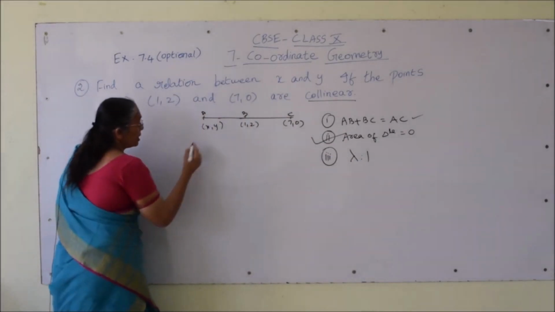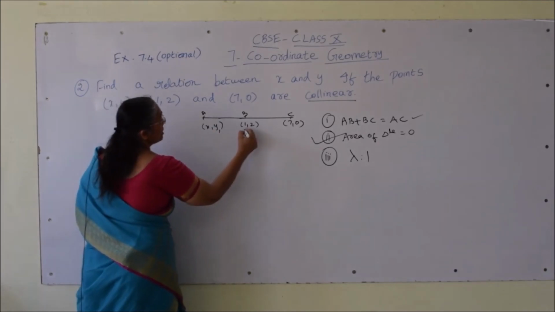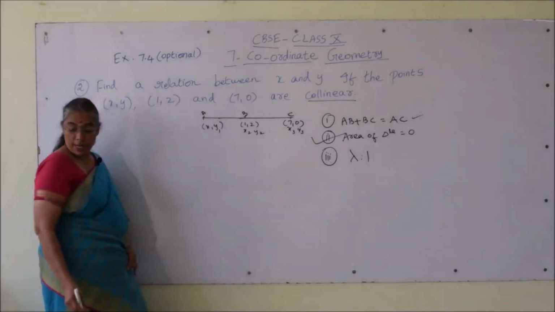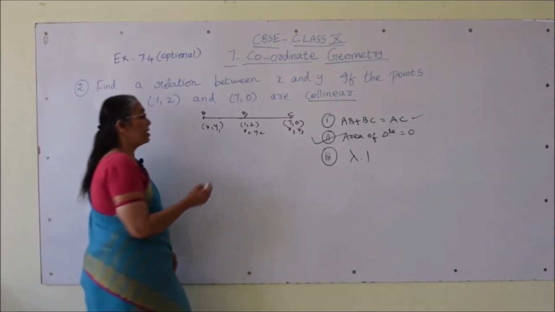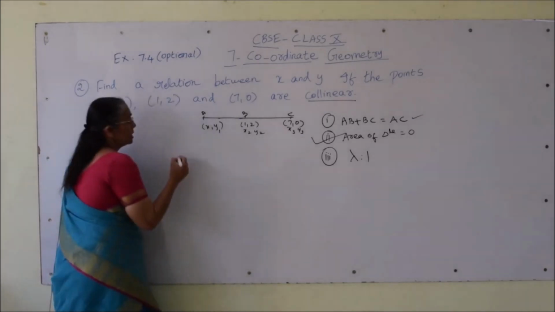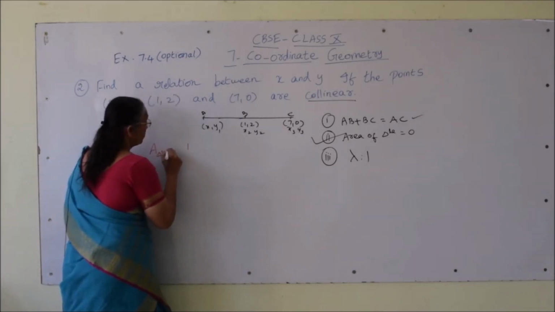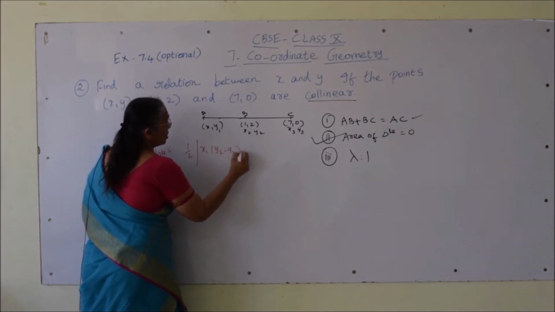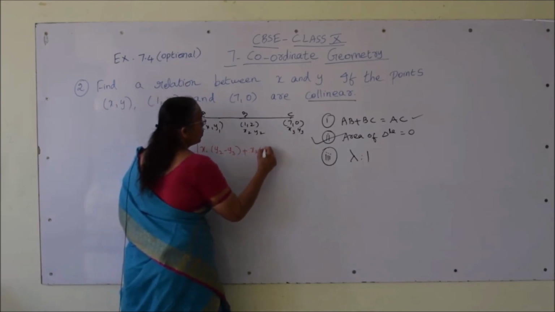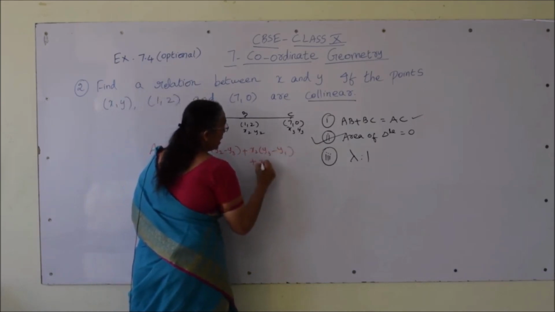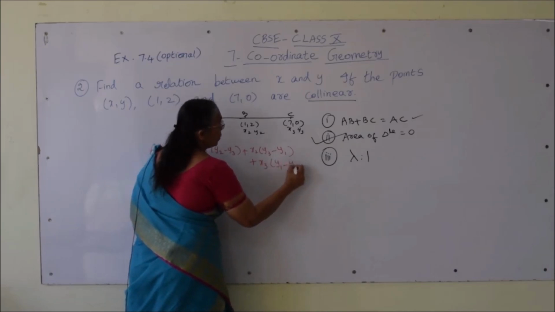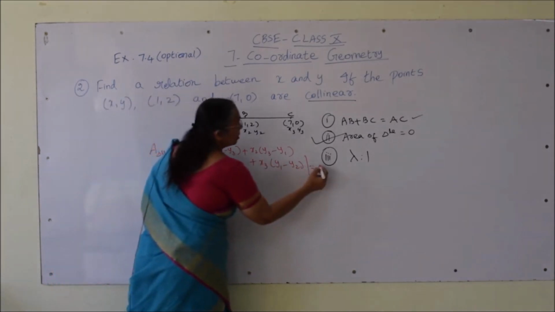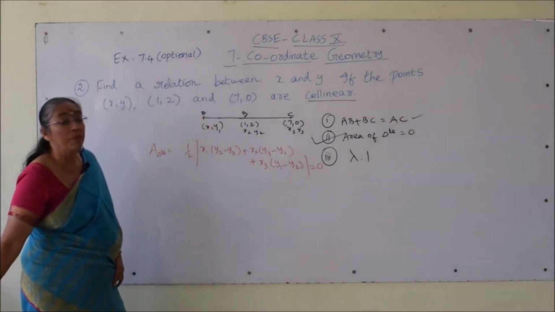So, we consider the 3 points as (x1, y1), (x2, y2) and (x3, y3). Now, we will use the area of triangle formula. If (x1, y1), (x2, y2) and (x3, y3) are 3 points, then the area of the triangle is given by half mod x1 of (y2 minus y3) plus x2 of (y3 minus y1) plus x3 of (y1 minus y2). So, this is the area of the triangle. Now, since the given points are collinear, this area of the triangle is equal to 0.